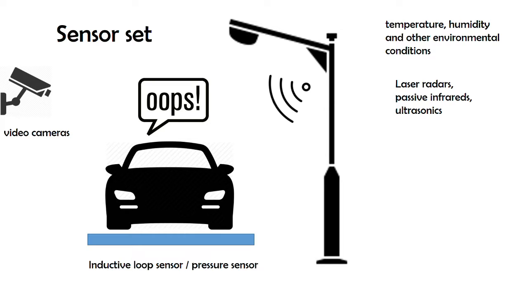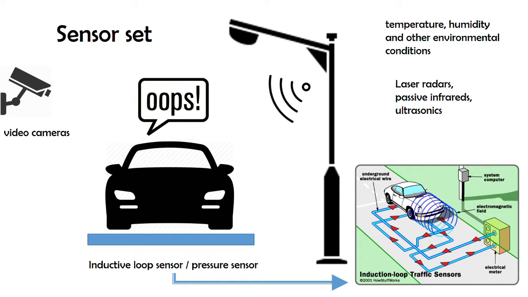Here is the sensor set. Induction loop sensors use the relationship between the kinetic energy of the vehicle and the magnetic field to detect a vehicle passing or arriving at a certain point, for instance approaching a traffic light or in motorway traffic. Some may use pressure sensors for the same detection. On the other hand, laser radars, passive infrared, ultrasonic, and video cameras may be used to detect the speed of the vehicle.